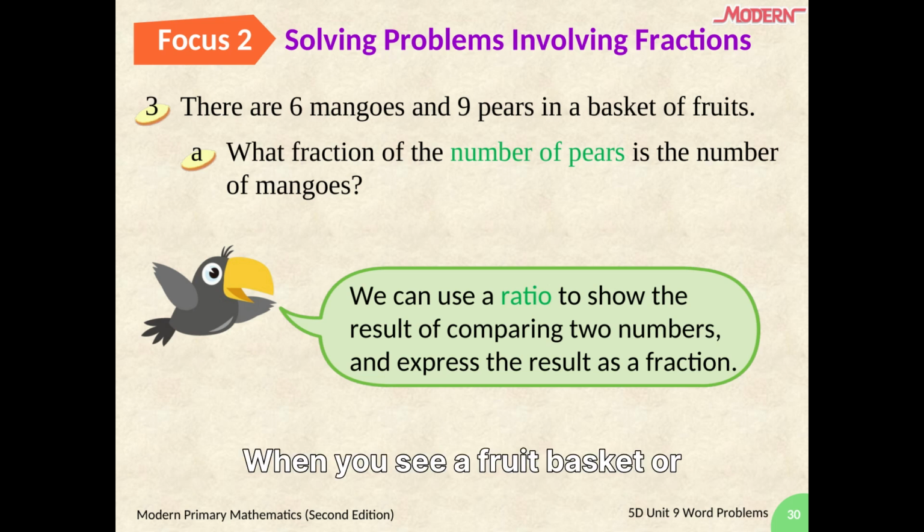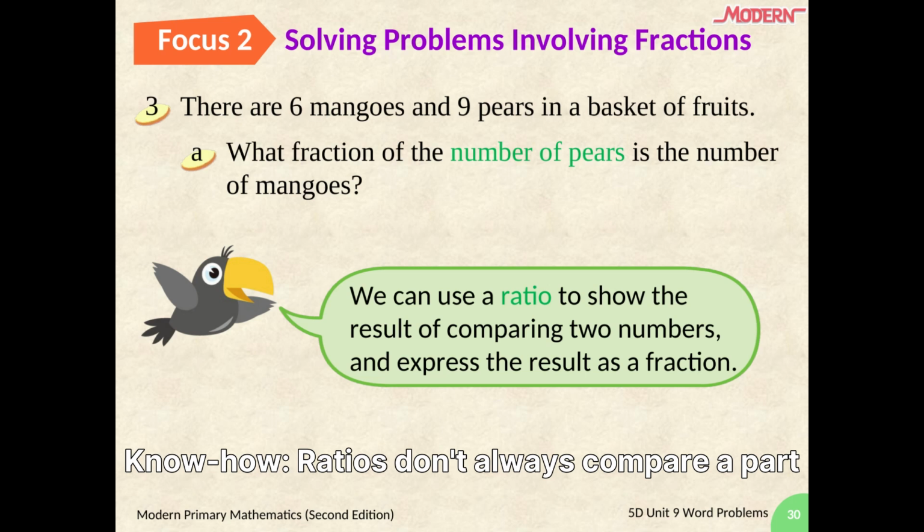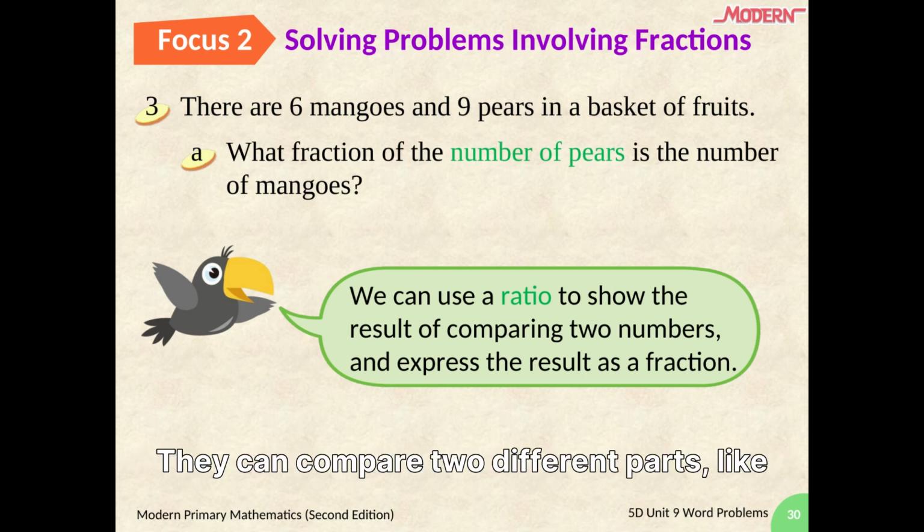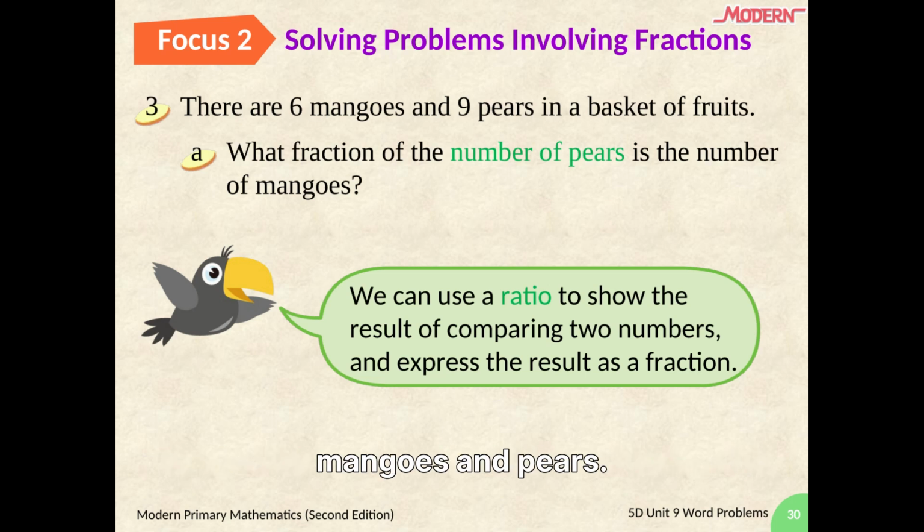When you see a fruit basket or a group of toys, you can now describe them using these tools. How many more? What fraction of? You're a pro! Know-how. Ratios don't always compare a part to a whole. They can compare two different parts, like mangoes and pears. Stay alert to that difference.